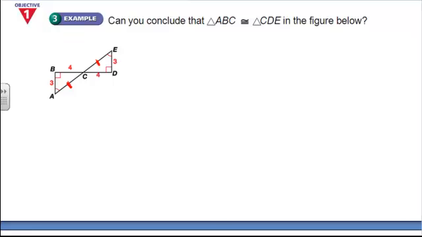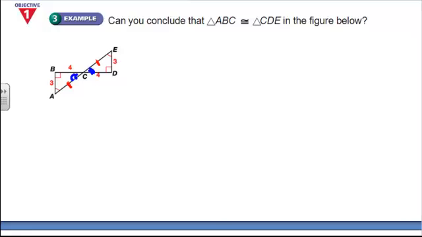I also know that I have a right angle at B, a right angle at D, and a single arc mark at A, a single arc at E, and I can always mark vertical angles congruent. So it appears all 6 parts, the 3 angles and the 3 sides, are matched up. So initially you think, yeah, these triangles are congruent. But be very, very careful. You have to match the parts exactly.